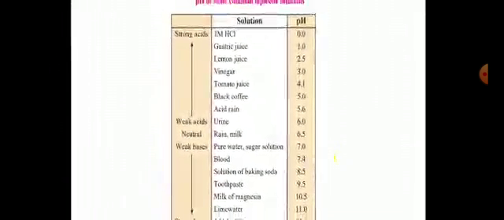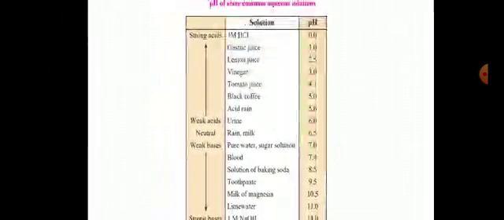This chart shows the pH of various substances. 1 molar hydrochloric acid has pH 0, a strong acid. HCl is a very strong acid. 1 molar HCl is a very strong acid. Gastric juice has pH 1, lemon juice 2.5, vinegar 3, tomato juice 4.1, black coffee 5, acid rain 5.6.